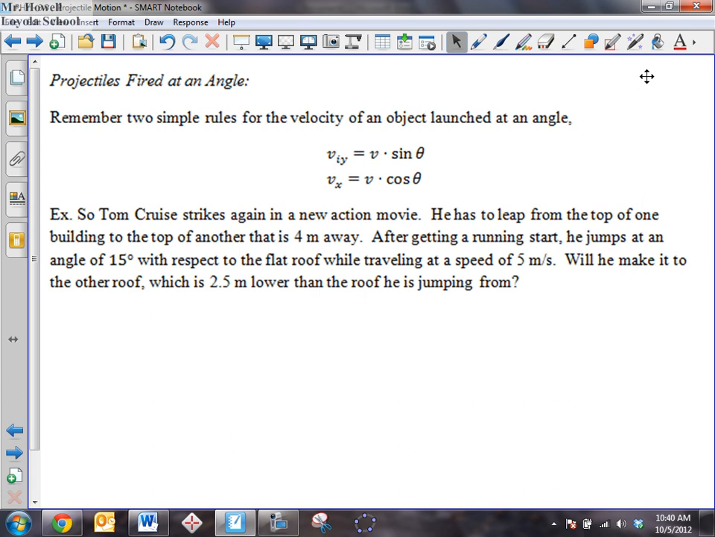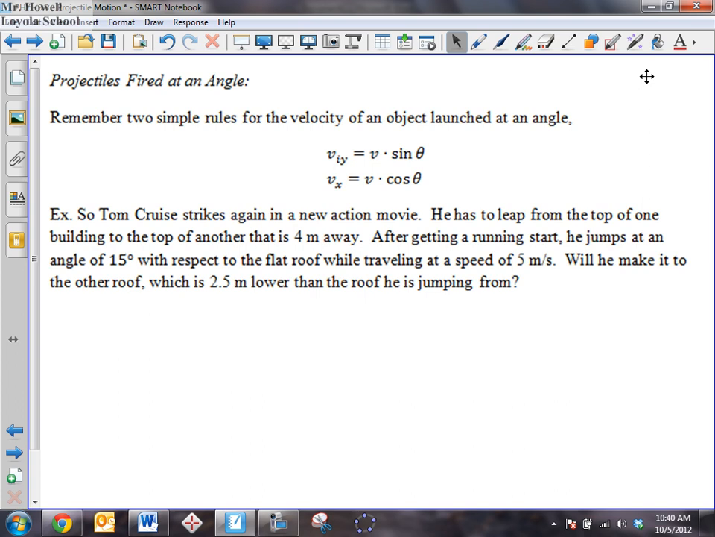Alright, so Tom Cruise strikes again in a new action movie. Here's the last one, I thought we'd use him again. Now, he has to leap from the top of one building to another building that is 4 meters away. So he's running from rooftop to rooftop. After getting a running start, he jumps at an angle of 15 degrees with respect to the flat roof while traveling at a speed of 5 meters per second. I'll draw a diagram in a second. Will he make it to the other roof, which is 2.5 meters lower than the roof he's jumping from?